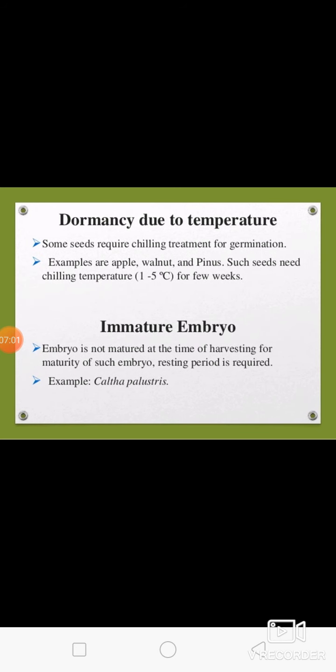Dormancy due to temperature. Some seeds require chilling treatment for germination. For example, apple, walnut, and peanuts. Such seeds need chilling temperature, that is from 1 to 5 degrees Celsius for few weeks. Immature embryo. Embryo is not matured at the time of harvesting. For maturity of such embryo, resting period is required.